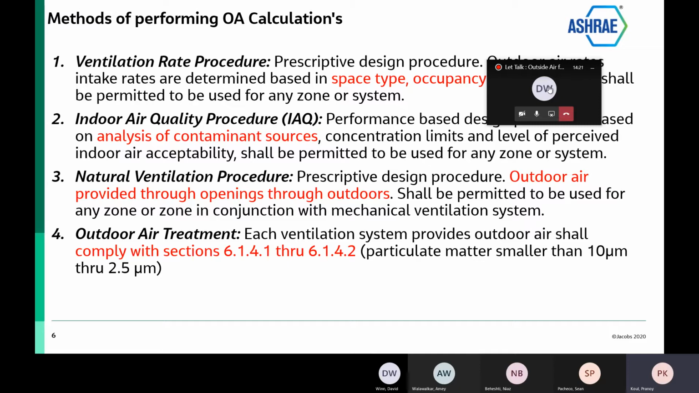And lastly, outdoor air treatment. Each ventilation system that provides outdoor air shall comply with sections 6.1.4 and 6.1.4.2, and the particulate matter must be smaller than 10 micrometers to 2.5 micrometers. And in Table 6.4, you will see that as we proceed.